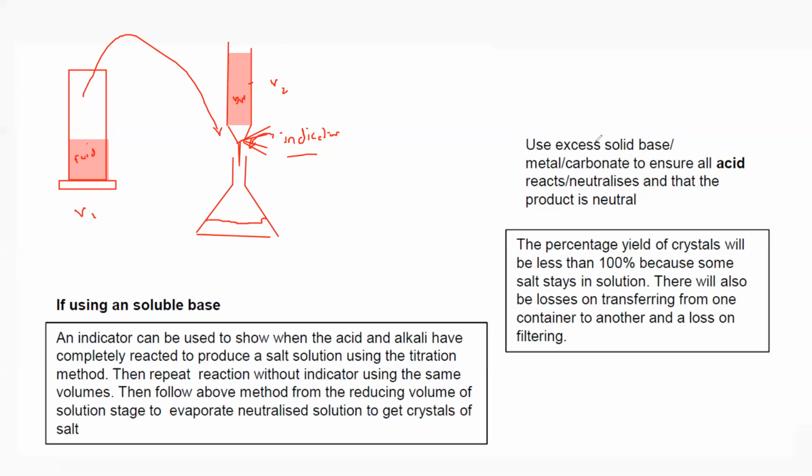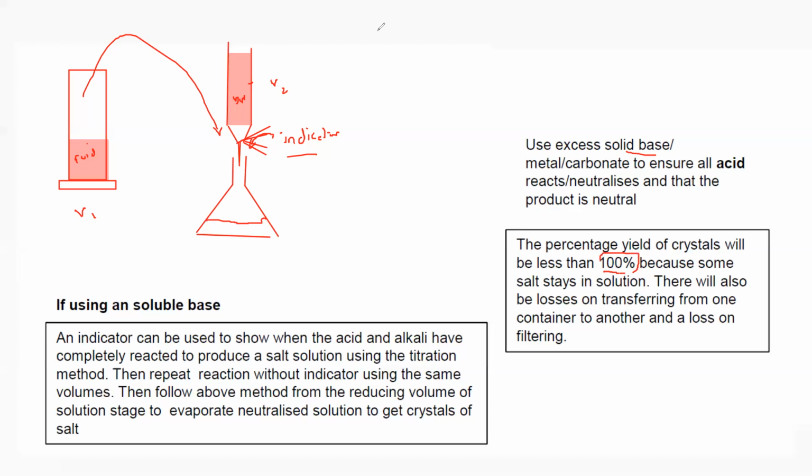using a solid base or metal carbonate, we should ensure that all the acid has reacted and the product is neutralized, and in any case the percentage yield of crystals will be less than 100%. Why will it be less than 100%?